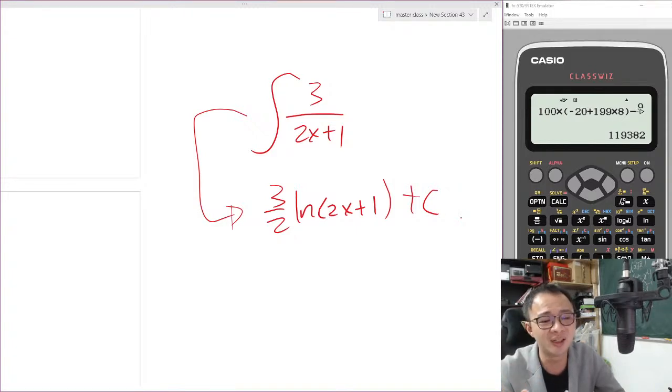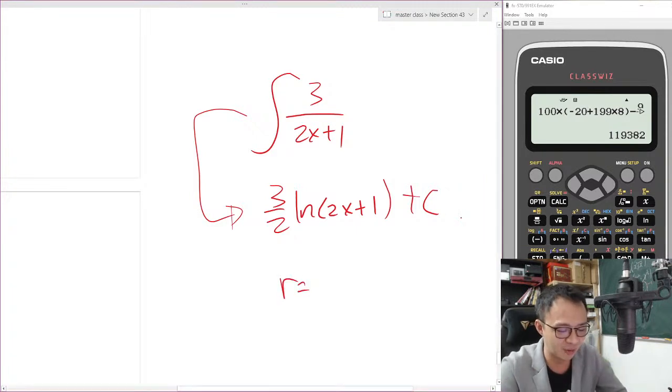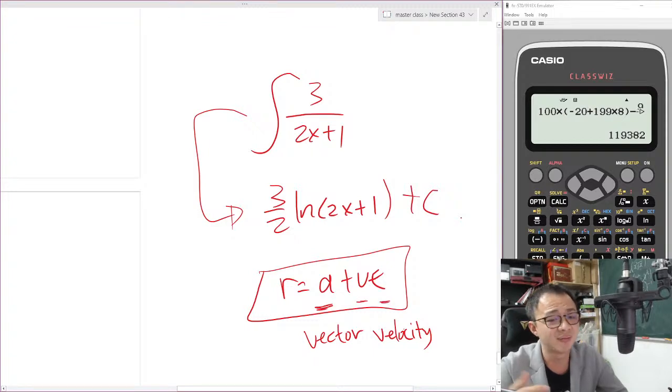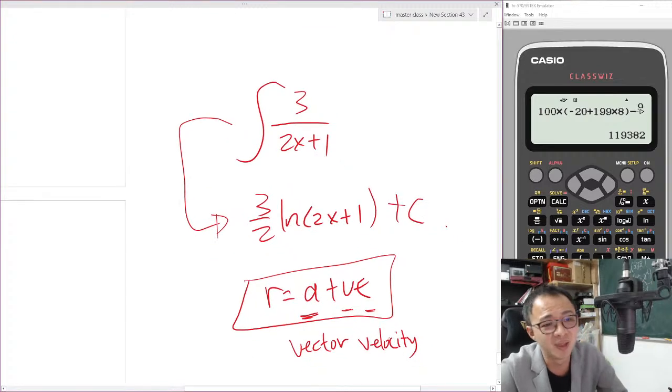I believe they love the vector velocity questions. If you are still very blur on how to get it, then go check it out, and make sure you know the formula a plus vt, because this formula is not given. This one is for the vector velocity. So r is the position vector, a will be the initial position vector, v is the velocity, and t will be time. So all these things, make sure you know. I believe they will definitely come out.